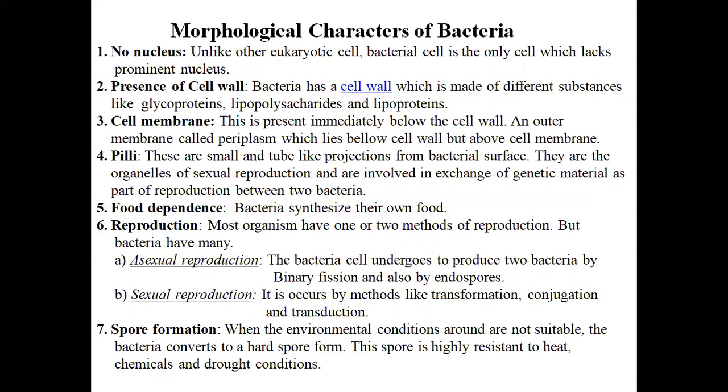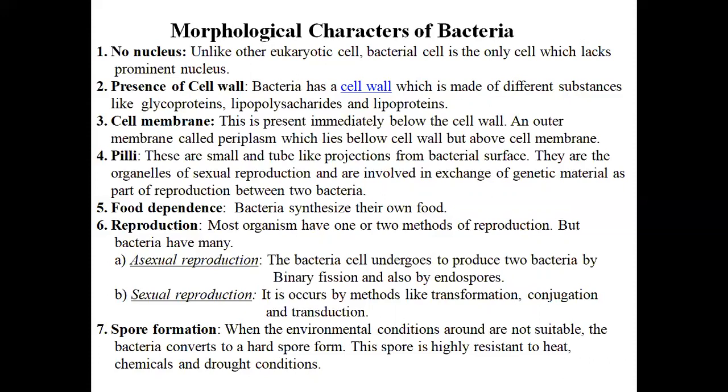Now, the fifth character is food dependence. Bacteria majorly depend on the synthesis of their own food. There are many photosynthetic bacteria, and many autotrophic and heterotrophic bacteria. All these bacteria synthesize their own food in different ways, so they are self food-dependent bacteria. In plant pathology, there are also some autotrophics, some heterotrophics, and photosynthetic bacteria.